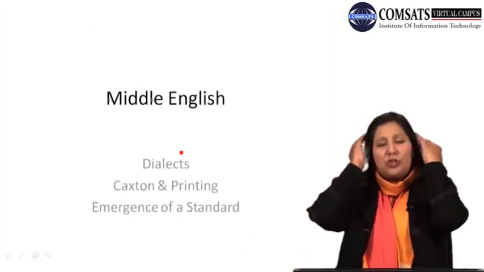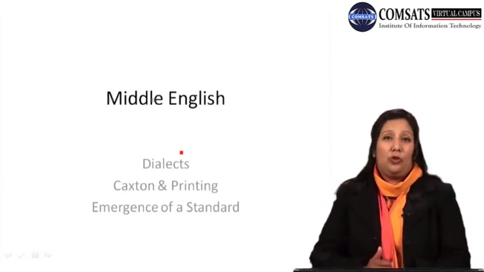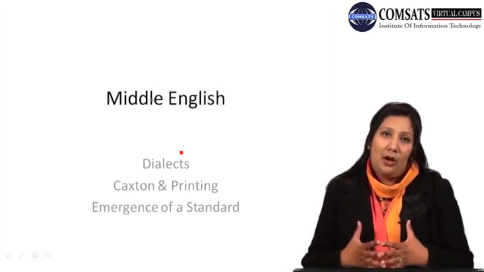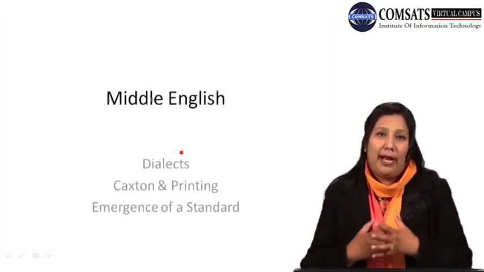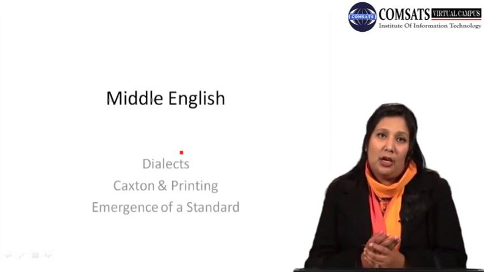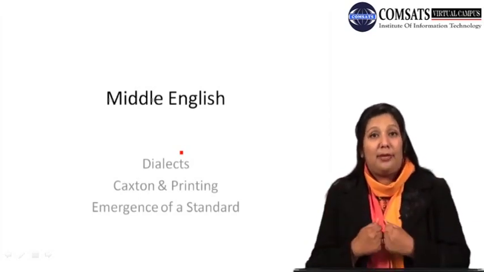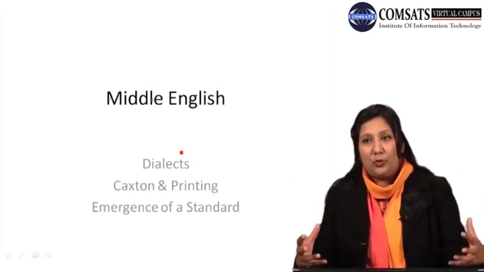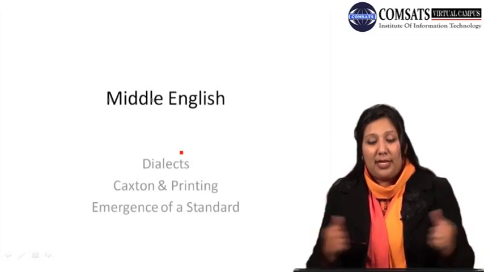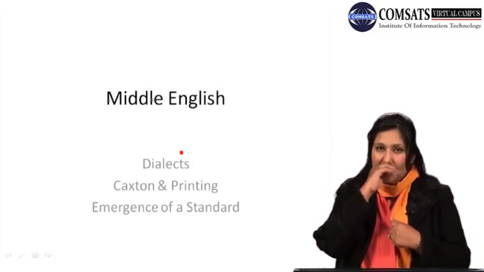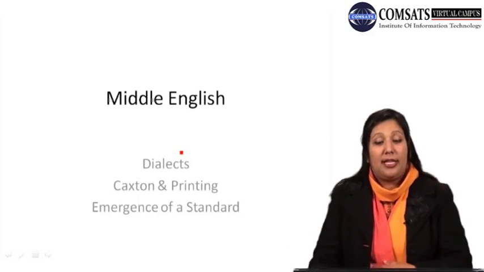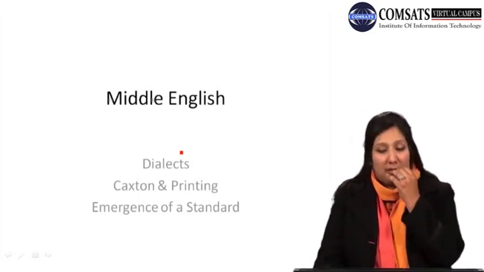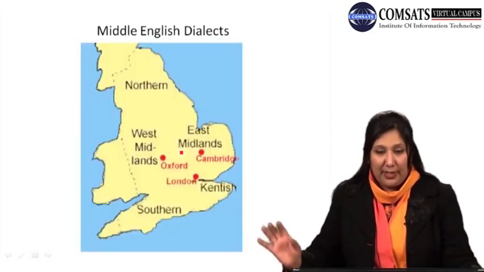Now, while we have looked into the details of how new words in English are found, once words are found, definitely they are going to combine and build up a great vocabulary bank, and then this vocabulary bank is going to turn into a complete dialect, a complete language with a very acceptable form. Let's see which Middle English dialects were present, what Caxton and printing were, and how there was an emergence of a standard English period.